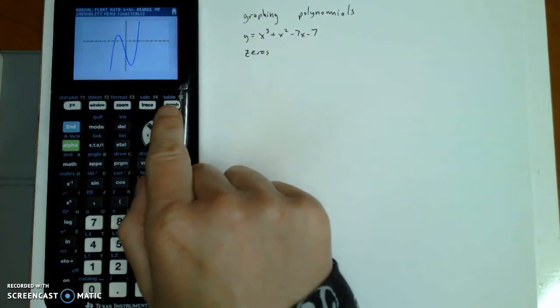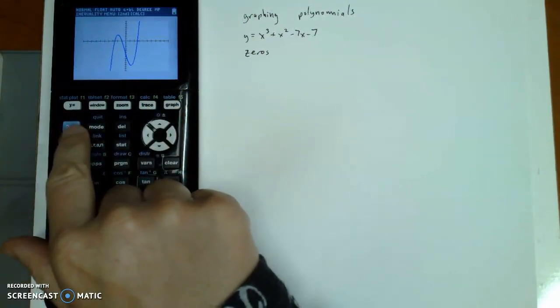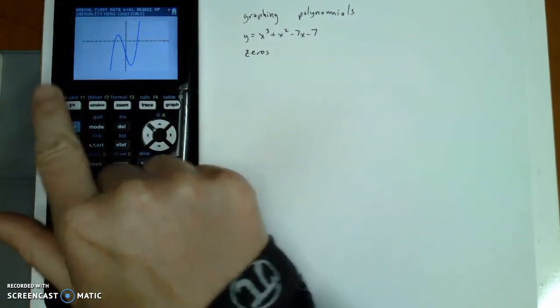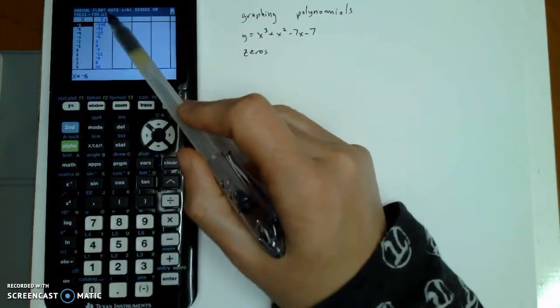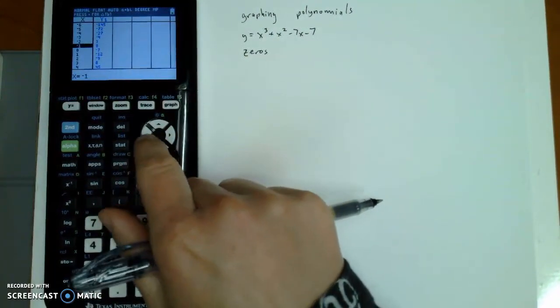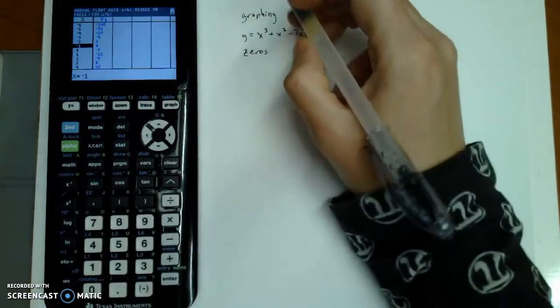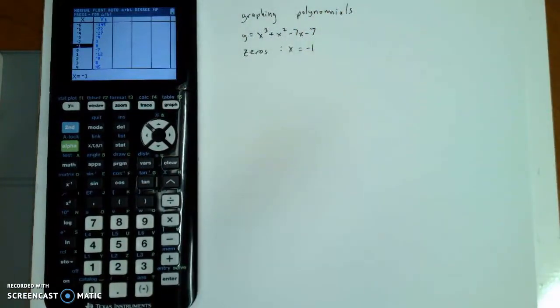Let's start by going to our table. So that's in blue, and as always, to get the blue stuff, I'm going to hit second first. So let's hit second graph and pull up my table. Now again, a zero is where I cross the x-axis, so I'm looking for anywhere that my y value is 0. And if I scroll down here, I can see a y value of 0, so I definitely have -1 as one of my zeros. And I was able to find that particular zero pretty easily.